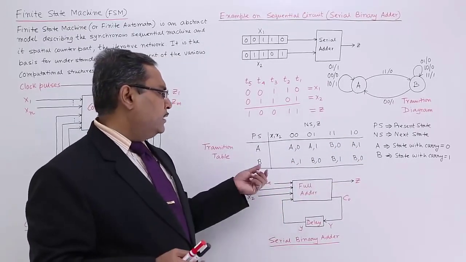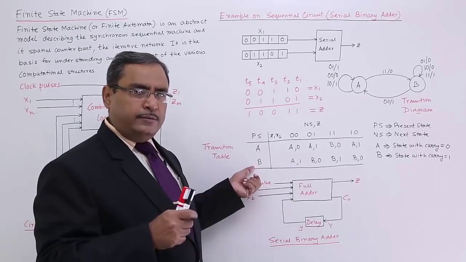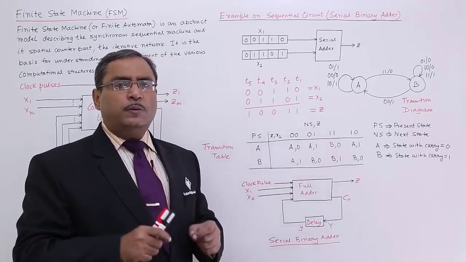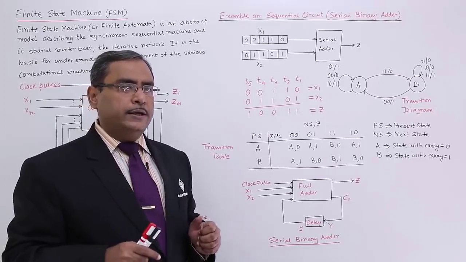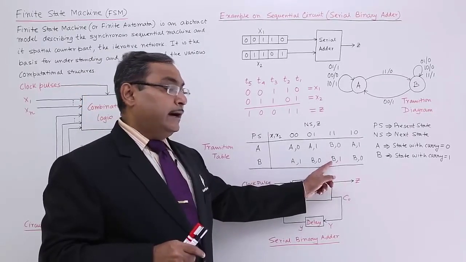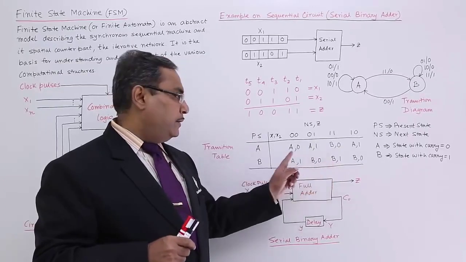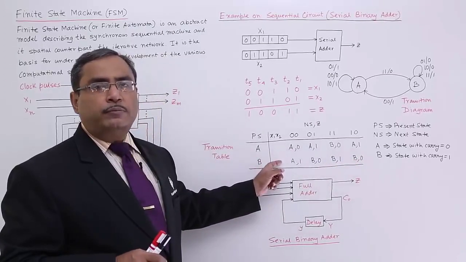Let us take another one arbitrarily. What is B? B means I have the carry with me. Now here the input is 1 1. Then 1 plus 1 plus the carry means 3, which is 1 1 in binary. So 1 will be the sum and I will remain with 1 carry. So I shall stay at my state B. In this way this particular transition table has been formed.